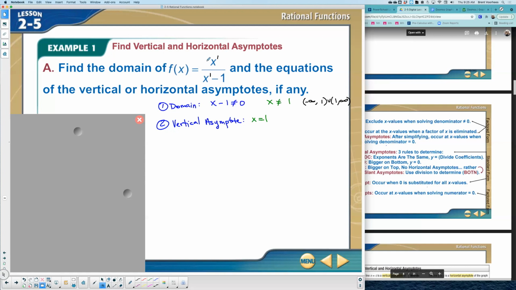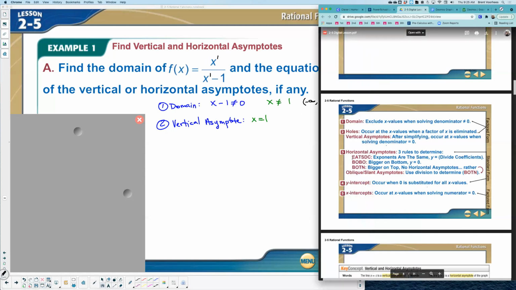The exponents on top could be bigger, the exponents could be the same, or the exponent could be bigger on bottom. If it was bigger on top, there would not be a horizontal asymptote, but you'd have this thing called an oblique asymptote or slant asymptote. That's not the case. You see how my exponents are the same?